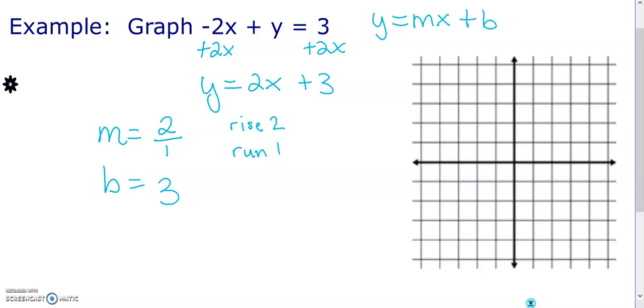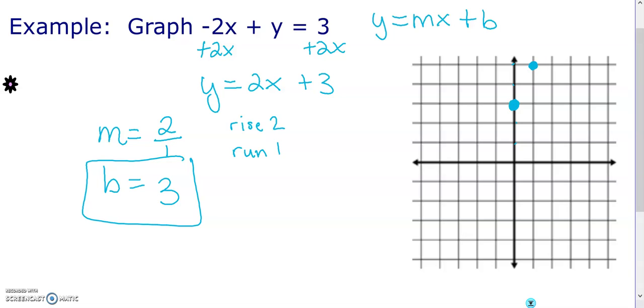So let's take a look. First, we plot our y-intercept. So I want to find 3 on the y-axis, and that is up here. 1, 2, 3, right here. Put a big old dot there. That's your y-intercept. Never does it go along the x-axis. We only graph on the y-axis for the y-intercept. From this dot, we're going to rise 2, so that means go up 2 and run 1. But do we go to the right or the left? Well, the 1 is positive, so we would always go to the right.